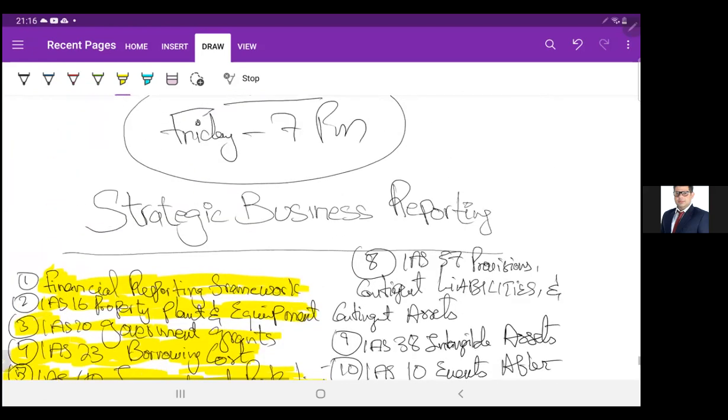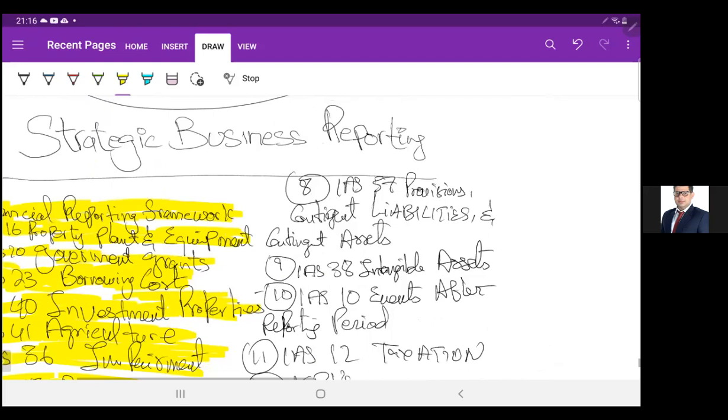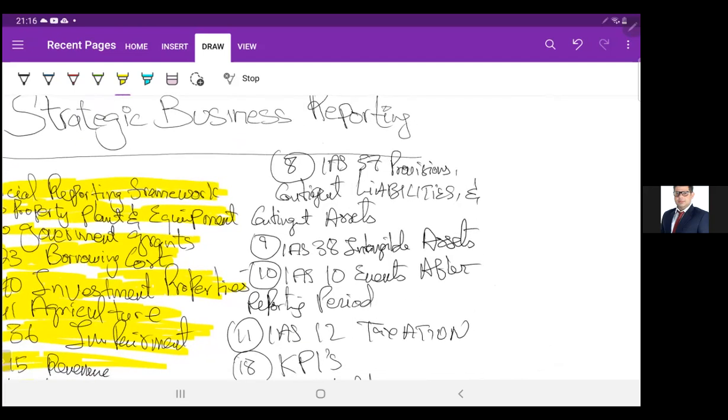Move to the other side, then we will have IAS 37, provisions, contingent liabilities, and contingent assets. What is provisions? What are the conditions to recognize the provisions? Then what is the contingent liabilities and what are the contingent assets? That all will be covered in it. What is the treatment to recognize the provision for restructuring, or what is the treatment to recognize the provision for onerous contracts? That all will be covered in this standard.